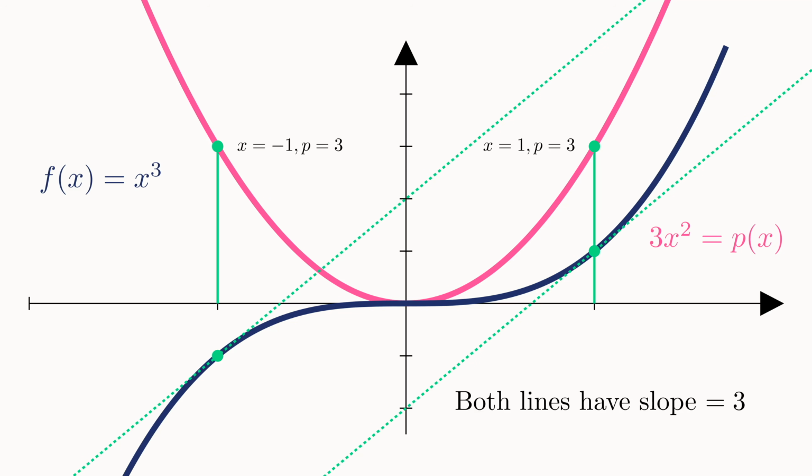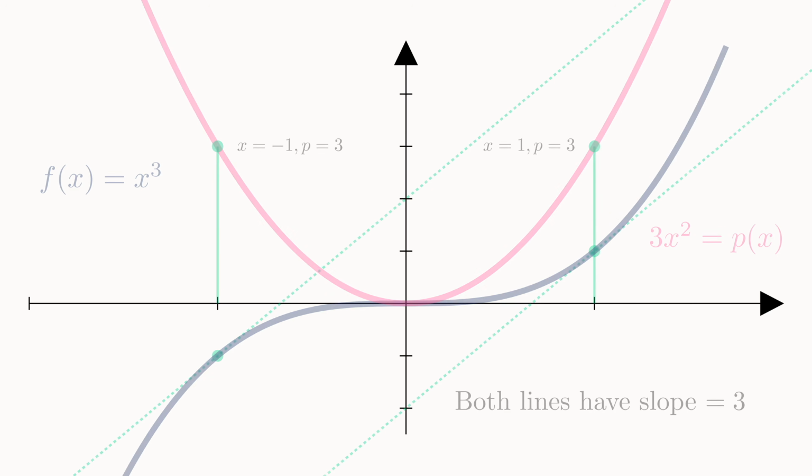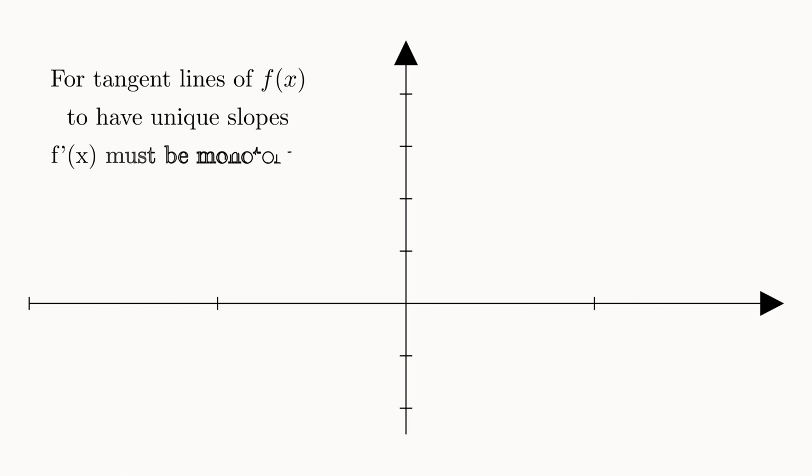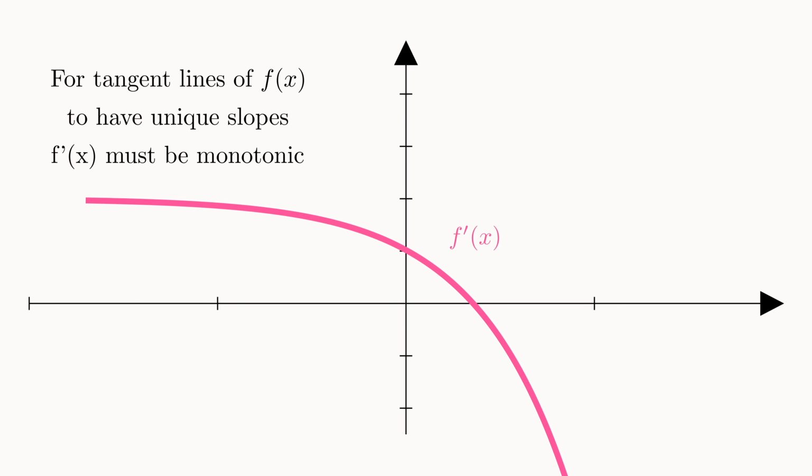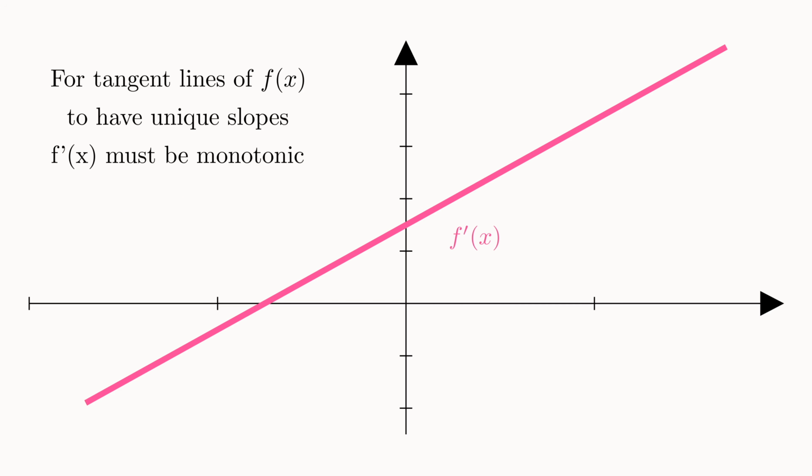This illustrates the key thing we need in order to be able to find the Legendre transform of a given function. We need all the slopes of tangent lines to be unique. And this will occur if the function's derivative is essentially always decreasing or increasing. The technical math term is that it must be monotonic.